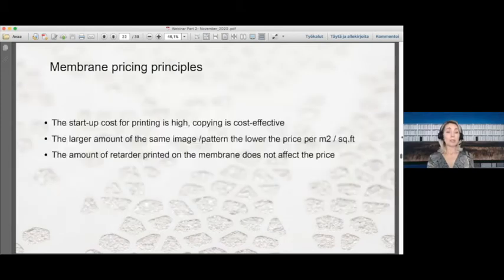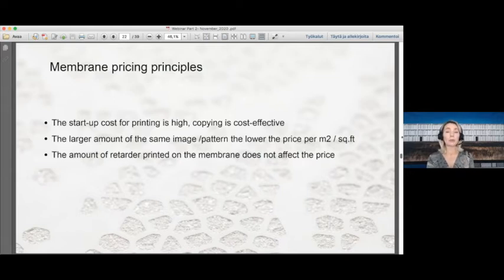Here are the pricing principles. It's good to understand this. The startup cost for printing is high, like with any printing, because we are actually printing. But when you start copying, the price goes down per square foot or square meter. So also the larger amount of whatever you have, the more you repeat, the price becomes more cost effective per square foot or square meter.